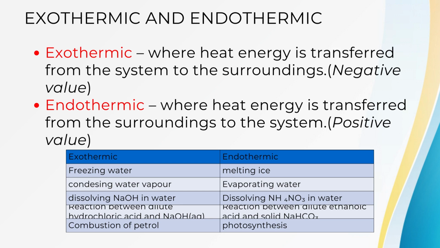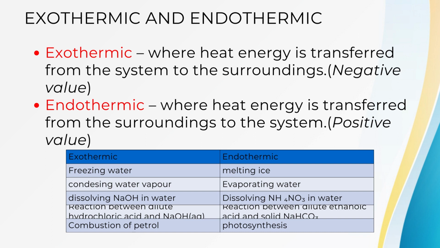Exothermic and endothermic processes and reactions. Exothermic reactions or processes are where heat energy is transferred from the system to the surrounding. It has a negative value. Endothermic is where heat energy is transferred from the surrounding to the system. It has a positive value.